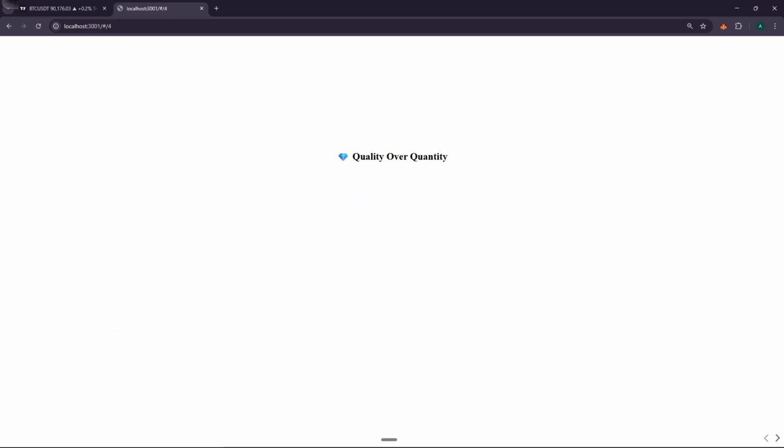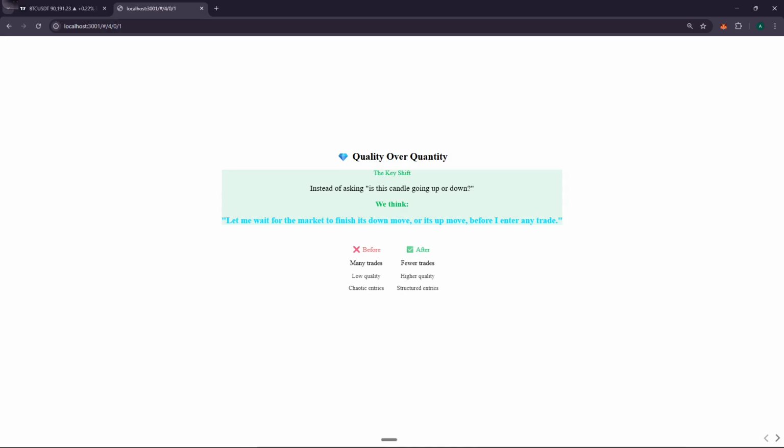All right. So notice the shift in thinking here. Instead of asking, is this candle going up or down, we are thinking, let me wait for the market to finish its down move or its up move before I enter any trade. And here's the key: this reduces the number of trades we take and increases the quality of those trades. Quality over quantity, that's our mantra here.